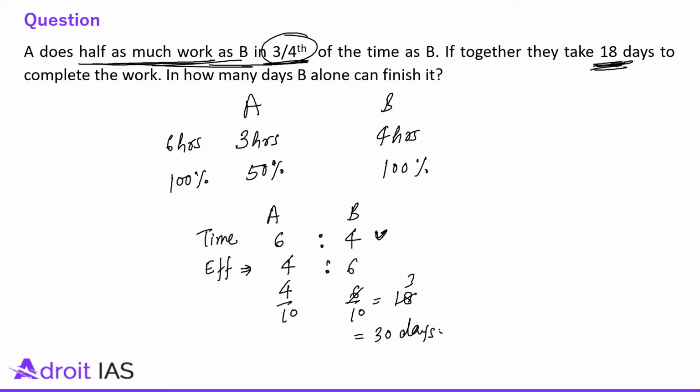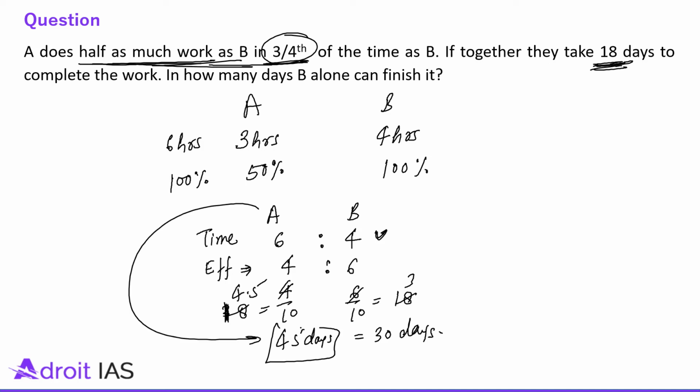Okay. And if this is, let's say, 18. So this is 4.5. So this is 45 days, right? So A is doing that work in 45 days and B is doing that work in 30 days, right? Friends, it's a very, very simple approach, and they are actually very logical questions, right? So let's talk about the next question, everyone.